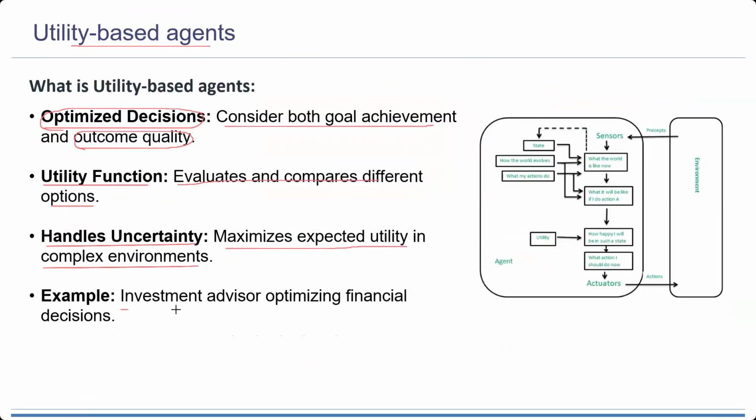So for example, an investment advisor optimizing financial decisions. If you want to play stock, I don't know, does anybody play Bitcoin? Cryptocurrency? It is difficult. Okay. So you need some intelligent agent. And it will be based on the utility. How can you maximize the profit? How can you maximize your money to buy some stock, buy the Bitcoin?